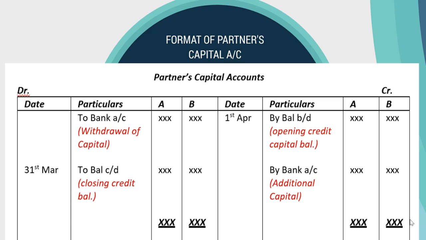One more thing I would like to add here is that for the additional capital entry and for the withdrawal of capital entry, the date column is left blank. The date for additional capital, which is by bank account, should be the date on which the capital has been introduced, and the same is for the withdrawal of capital. The date for withdrawal of capital written as to bank will be the date on which the capital has been withdrawn by the partner.